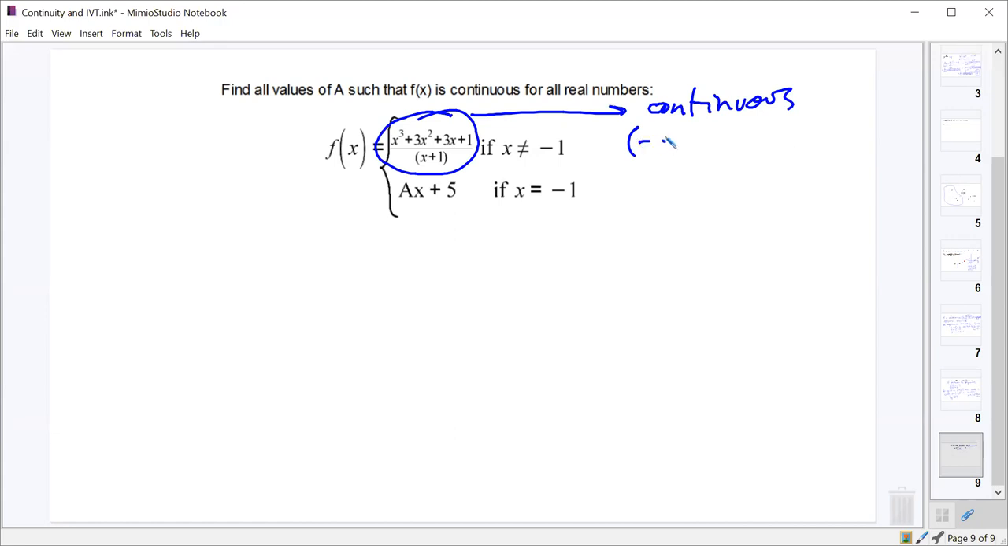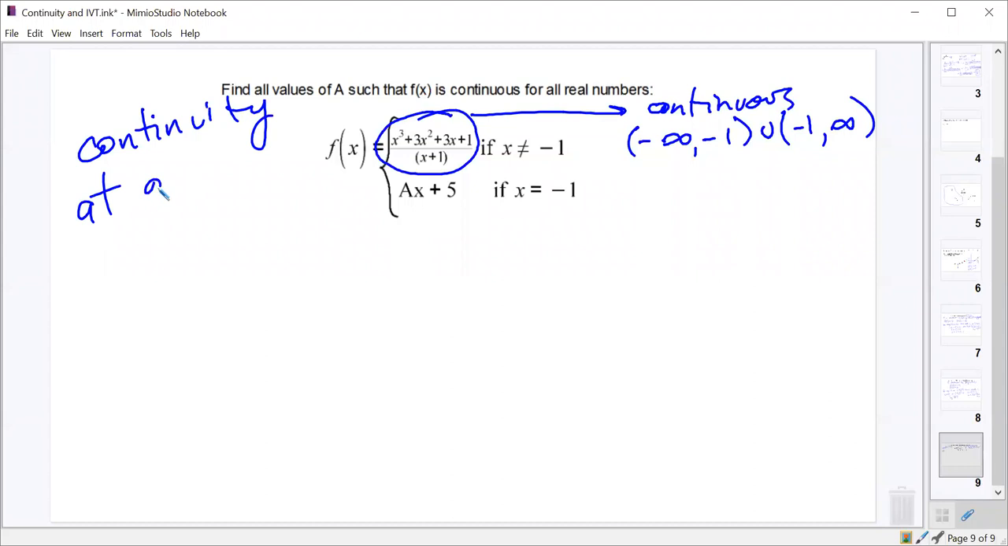That's another rule you're going to want to know, that a rational function is continuous for all real numbers except the numbers that make the denominator equal 0. In this case, that's -1. So we know already that our function is continuous for everything except at -1. So our goal is to make it continuous at -1. If we're looking at continuity at a point, we need to have 3 criteria be met. The first is what?